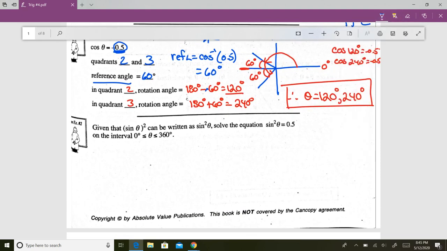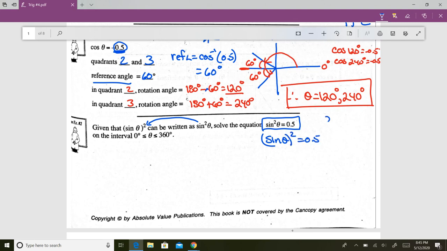Second one. Sine squared theta is equal to 0.5. Now, they give you a bit of notation here. With the 2 on the sine, that's the same as this, the whole thing squared. So really what we have here is sine of theta all squared is equal to 0.5.